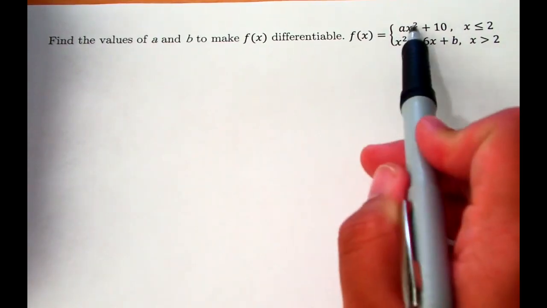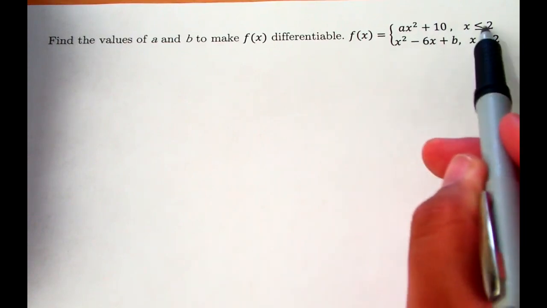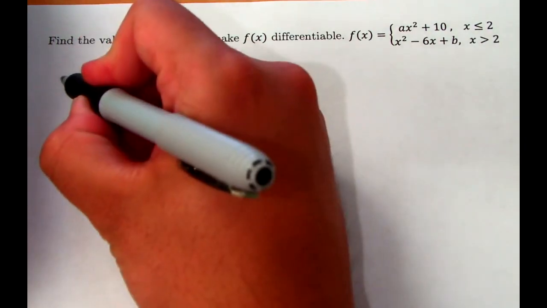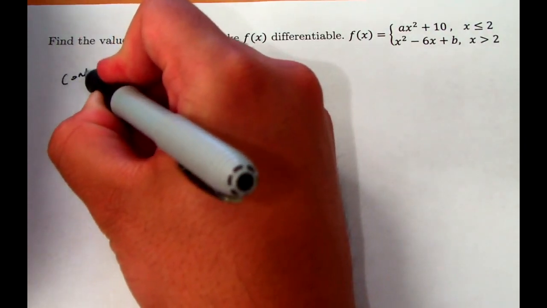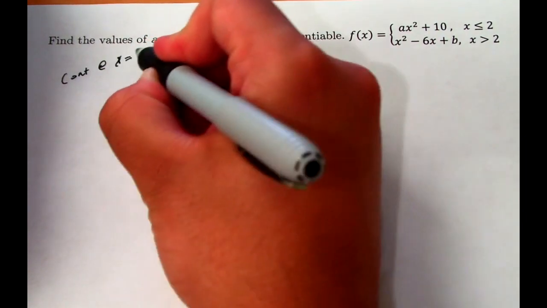So once again, this is a parabola, always differentiable and continuous. This is also a parabola. The question is, do they meet and do they hand off in a connected and smooth manner? So establish continuity. Continuity at x equals 2.